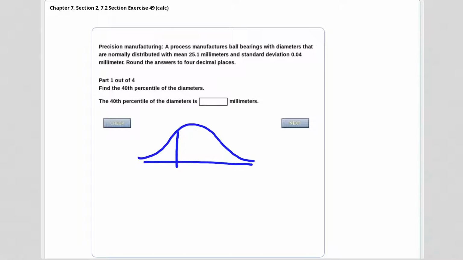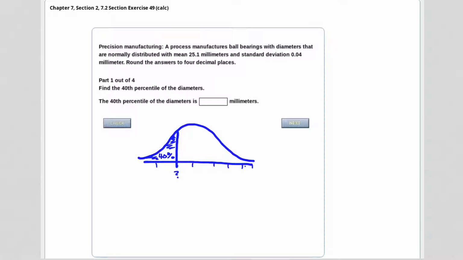So I'm going to find a little separation here, and the idea is that 40% of the ball bearings are going to fall below the value that we're looking for. So what I'm looking for is a data value, right? Because our data values are the ones that fall all along the axis here, as opposed to the percentage, which is the area that's filled in a certain region of the graph.